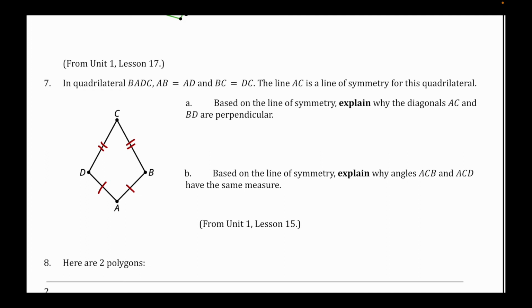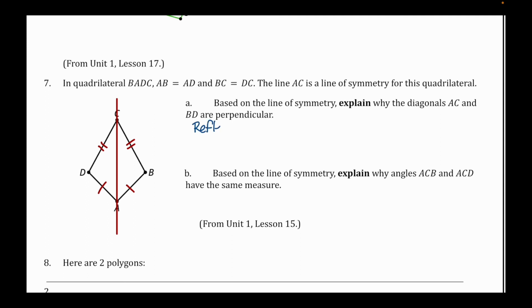So for this one, they're also telling us the line AC is a line of symmetry for this quadrilateral. So I'm going to draw in the line AC. Okay, that is a line of symmetry. So based on the line of symmetry, explain why the diagonals AC and BD are perpendicular. We know that if this is a line of symmetry, that means we can reflect across it, and the pieces will map onto each other.